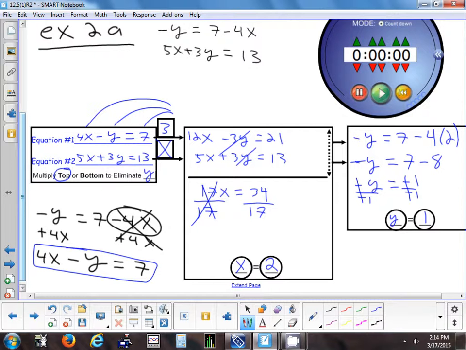Mr. Hager, this might be important to some people. When you plug the value back in, you can plug it into the originals, you can plug it into the new ones, either way. So you can even plug it into what you multiplied by? Yep, you could.